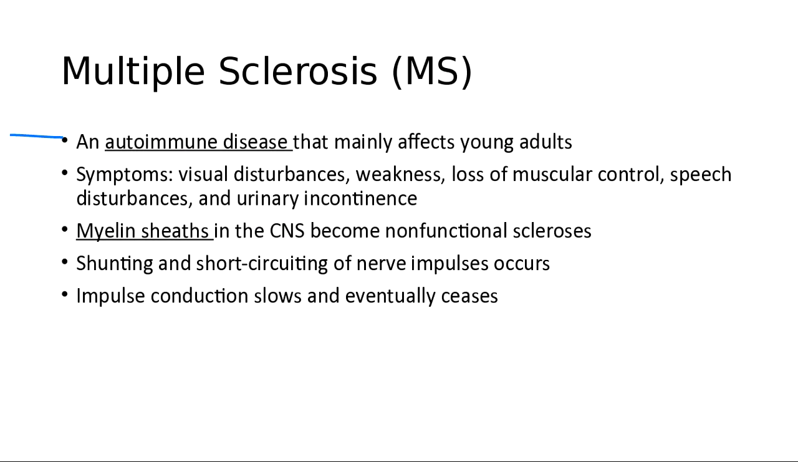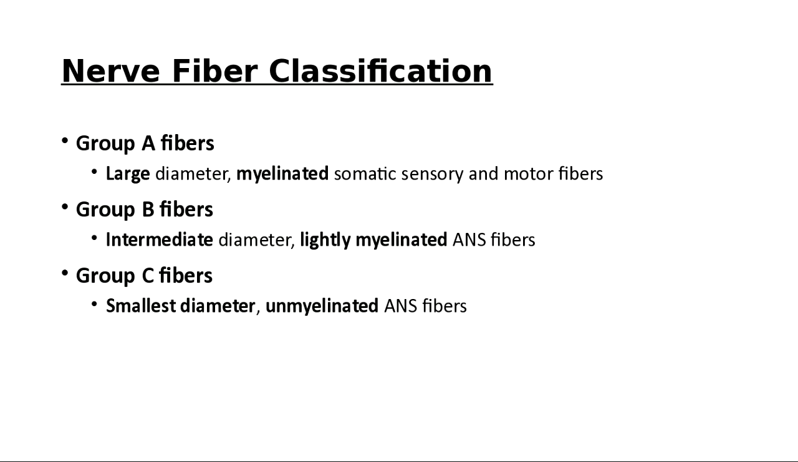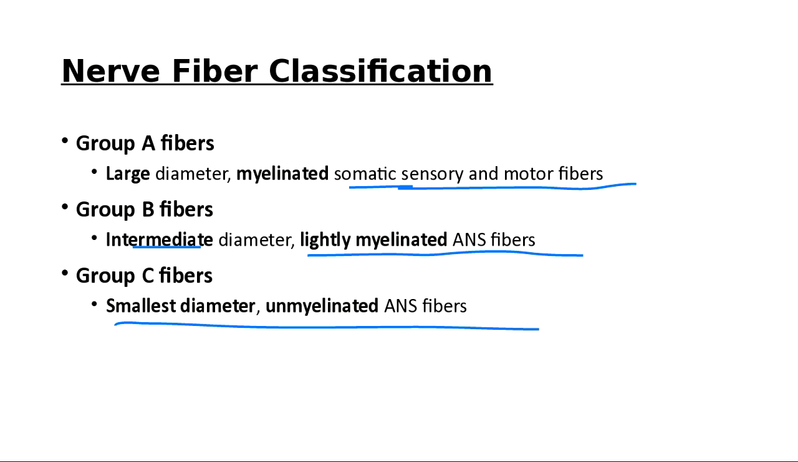Nerve fibers are classified into group A, B, and C. A is large myelinated fibers. These are going to be motor or sensory fibers of the somatic nervous system. Group B fibers are going to be intermediate, lightly myelinated, and that's in the autonomic nervous system. Group C, smallest diameter, unmyelinated, again in the autonomic nervous system. You don't have to tell your gut to move quite as fast as you do your legs when you're running.